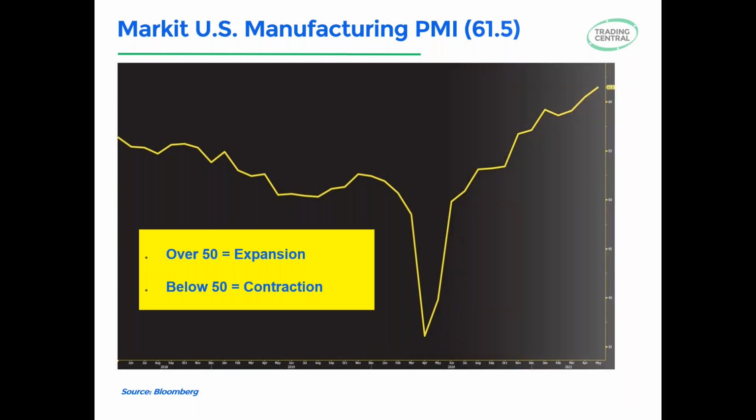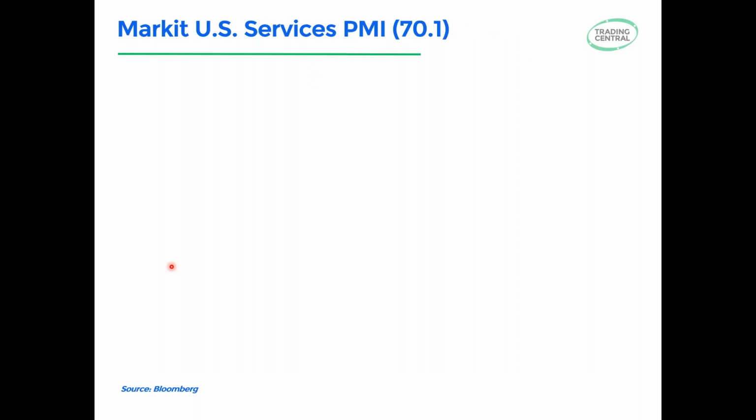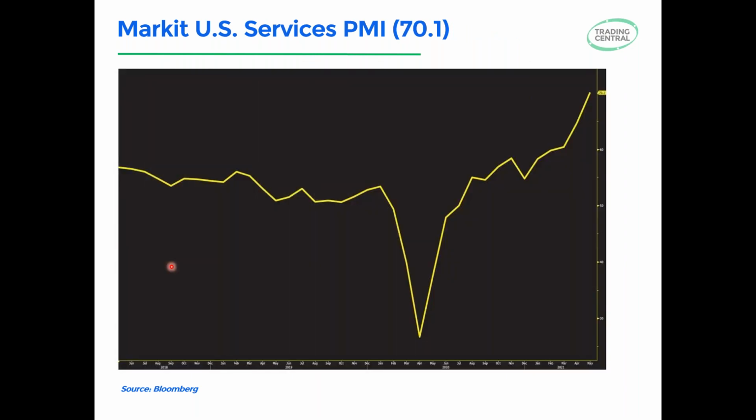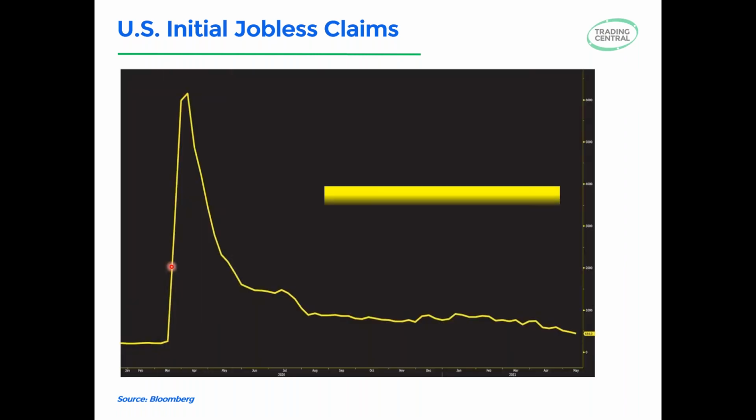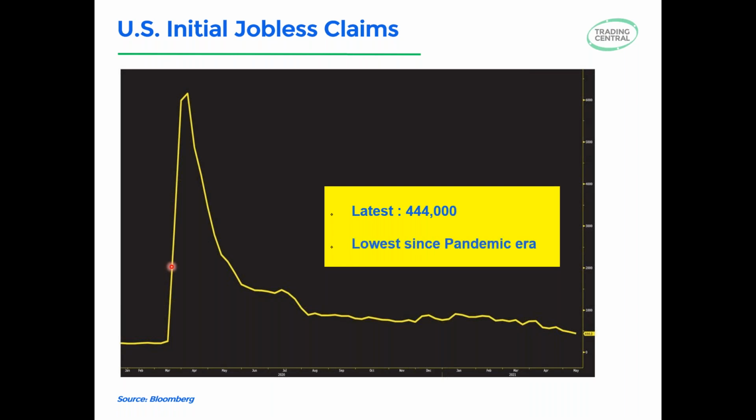All right, let's go. Apart from manufacturing, we have the service PMI at 70.1. Look at this, 70.1, the latest figure for May. Amazing. How about jobless claims? These are the initial jobless claims. The Labor Department of the US reports it on a weekly basis, every Thursday, so later today you will have another latest number. Last week we had 444,000, the lowest level since the pandemic era.